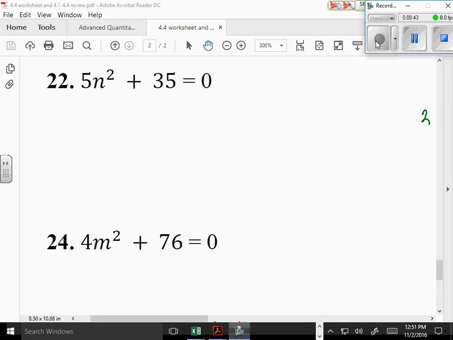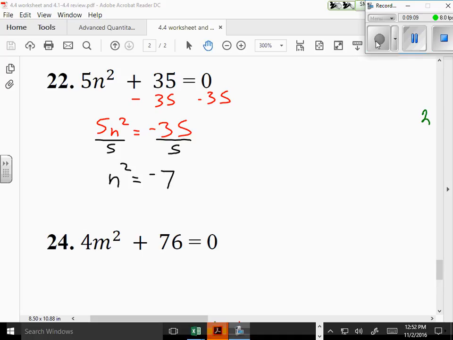There's a couple different ways to do this. I think the easiest way would be to subtract 35 from both sides. You get 5n squared equals negative 35. Then, that's right, divide both sides by 5. And then I don't want n squared, I want n to the first, so we take the square root of both sides.